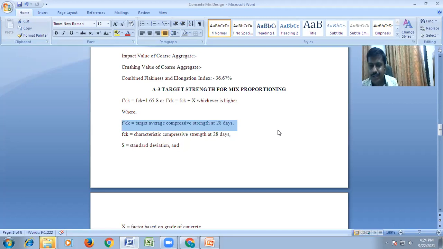See, doing the concrete mix design is okay, but you must know the meaning of each and every part in detail. That is expected from you. So how can you take this point? What is your understanding by looking at this word? Target mean strength, or target average compressive strength at the end of 28 days. What is your understanding? You please tell me.